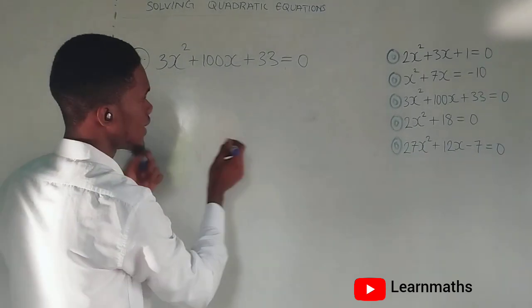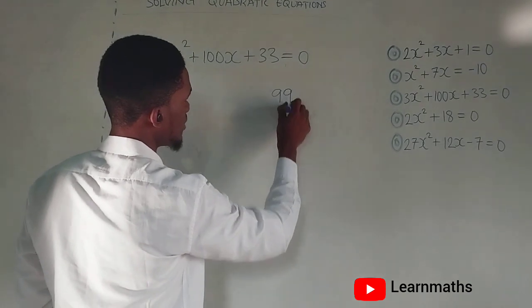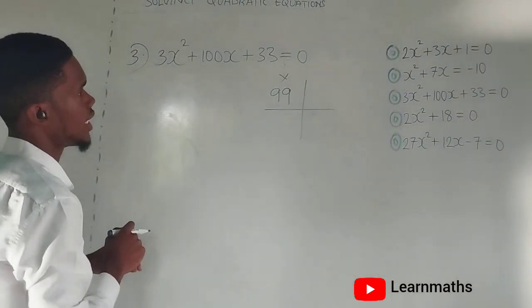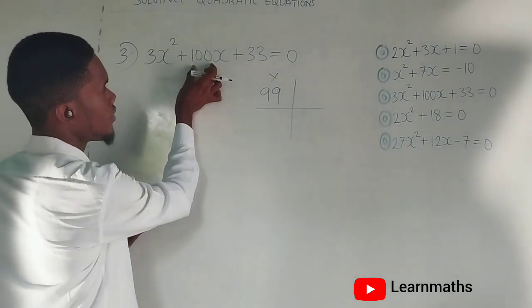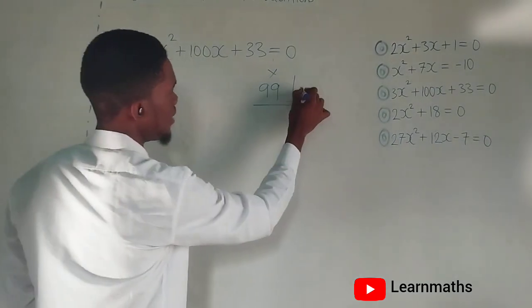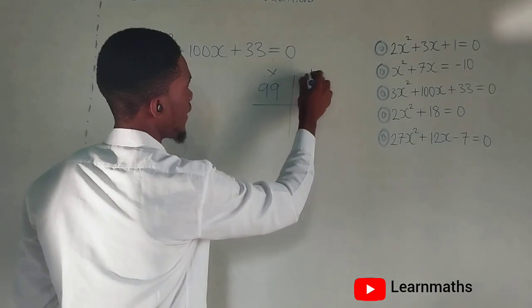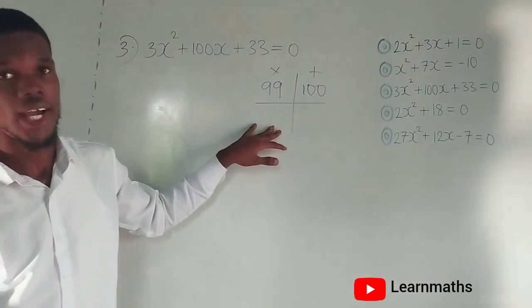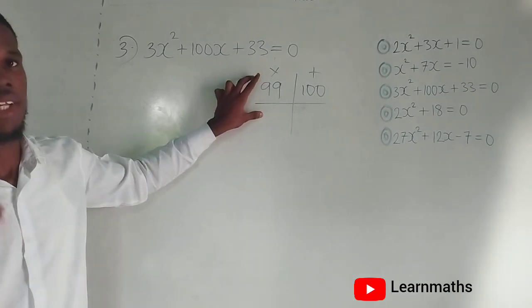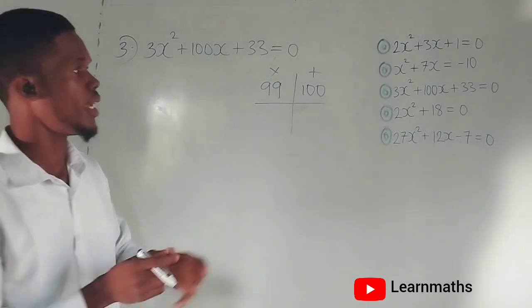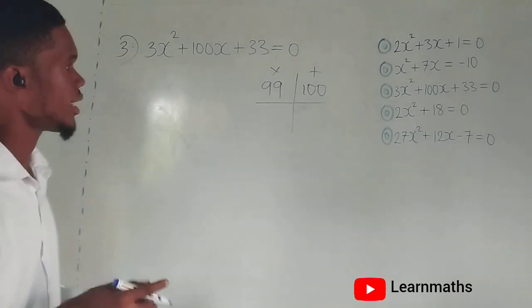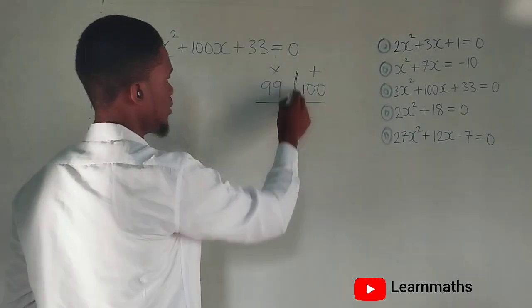33 times 3, 99, right? Then the middle term 100. You place your 100 here. Now you look for 2 numbers that when you multiply, it's going to give you 99, and when you sum them up, it's going to give you 100. So let's try and see if we can get those 2 numbers.